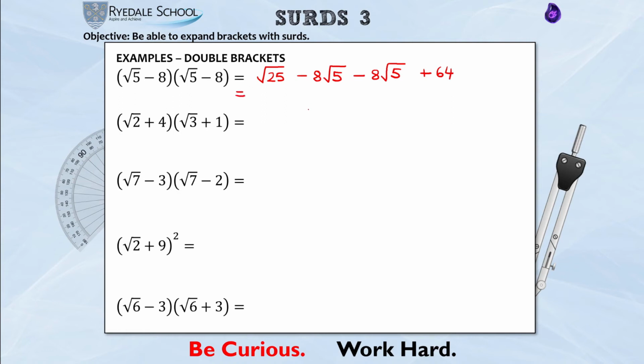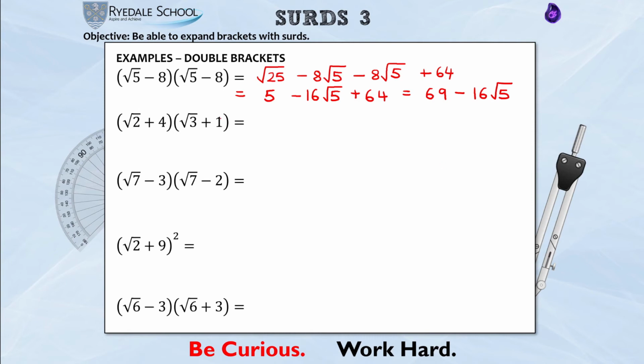So there's a little bit of tidying up that can be done here. First of all, the square root of 25 is 5. And since these are both multiples of root 5, I can put them together. And if I have negative 8 and another negative 8, that is negative 16 root 5. And then I have 64. So altogether, adding the integers, I've got 69 in terms of whole numbers, take away 16 root 5.